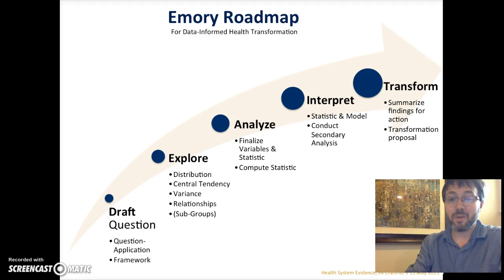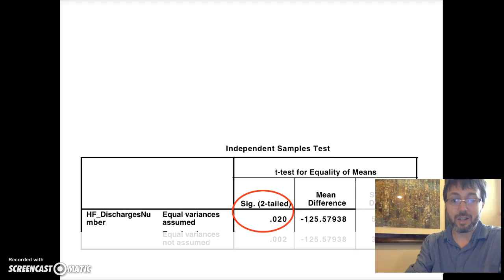So we applied our Emory roadmap in our first session, and we moved from all of those raw data points to a one sample t-test. And we saw how that simple t-test allowed us to compare the differences in the number of heart failure discharges between Colorado and Georgia. And so we moved from a long list of raw numbers to a very simple number, one point of data that's much more intuitive and easy to understand.